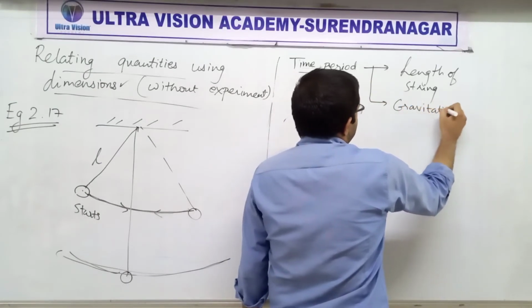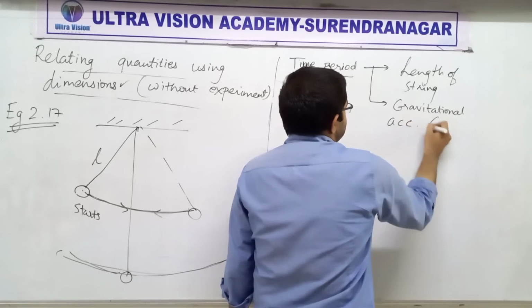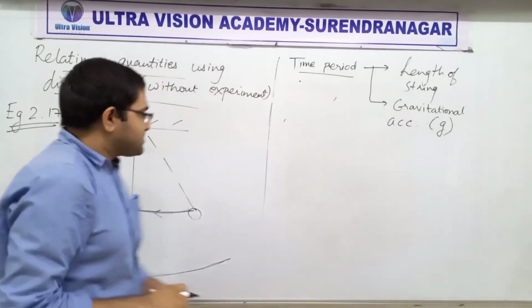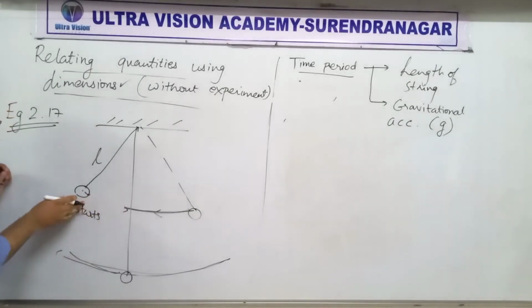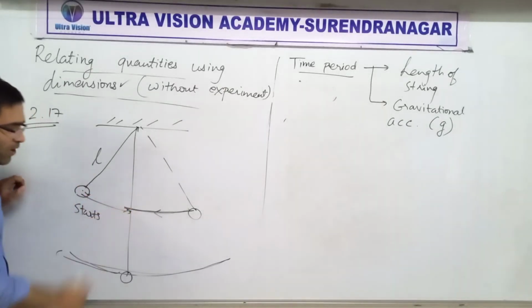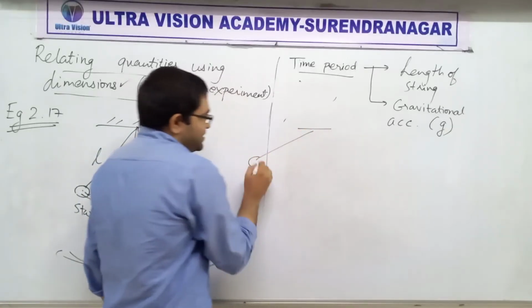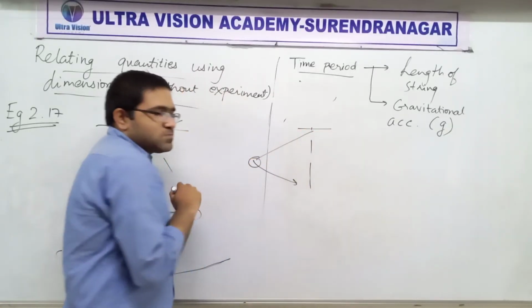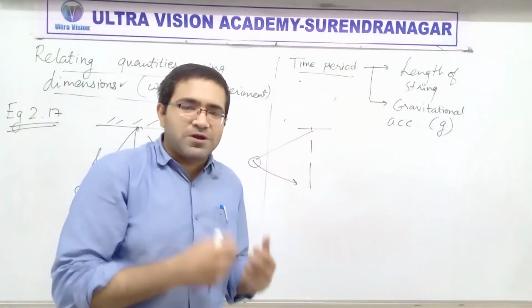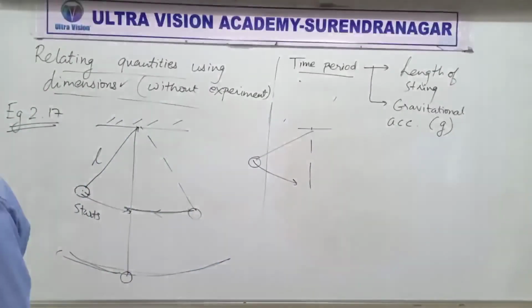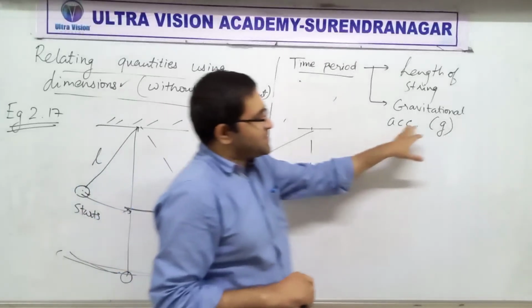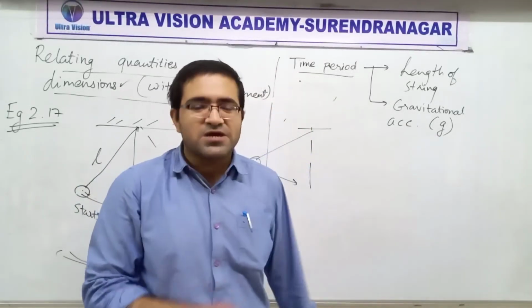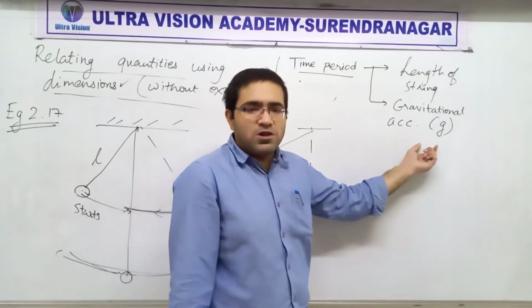Basically, gravitational acceleration g. What do I mean? Think about it. If you leave it at this point, it's gravity which is bringing it down. Think about a pendulum like this. What brings it back down? Obviously, gravity pulls it down. Correct or not? I'm sure everyone realizes that. Gravity will pull it down. Clear or not clear? So, definitely gravitational acceleration g, I'm sure you have heard about g, does play some role.